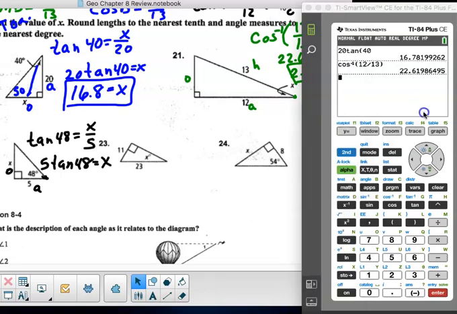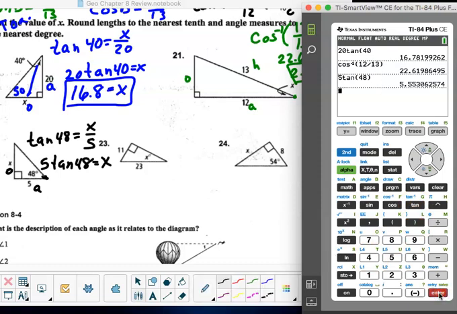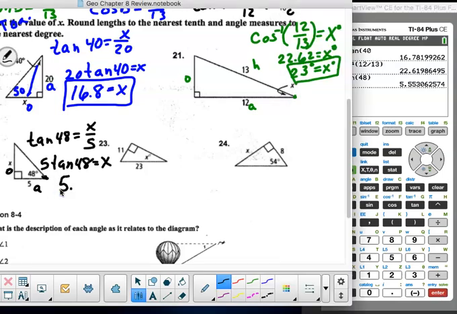And I'm over here and I check out with my calculator. I got 5 tan of 48. And that's 5.6 rounded to the nearest tenth. 5.6 is equal to x.